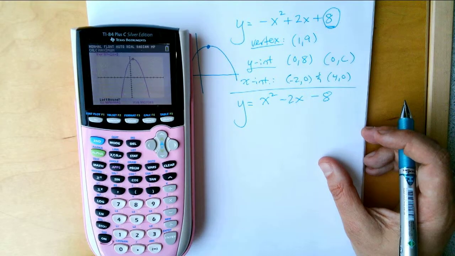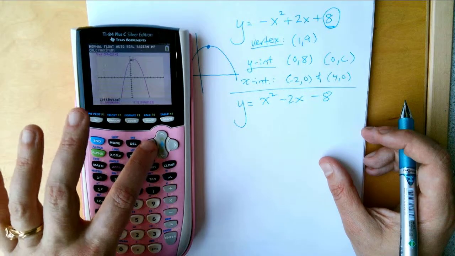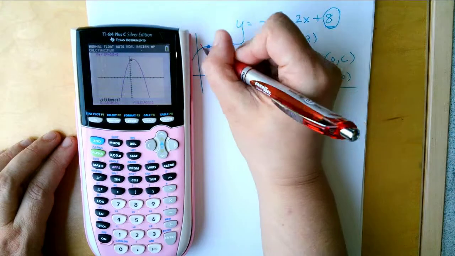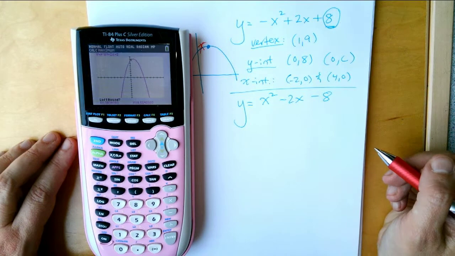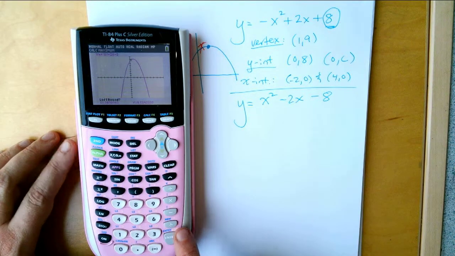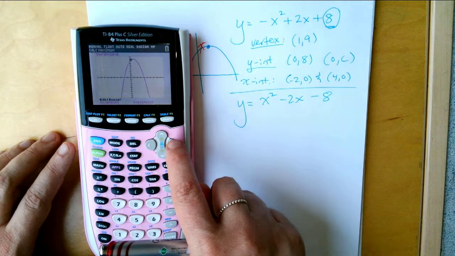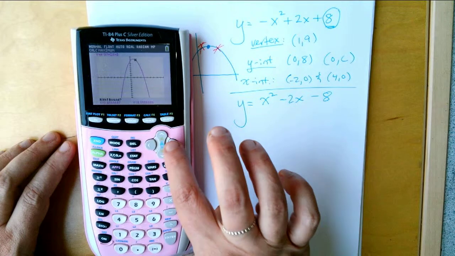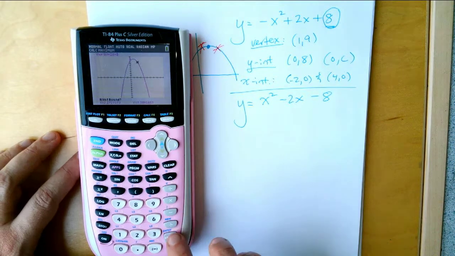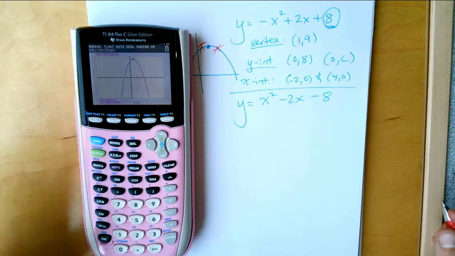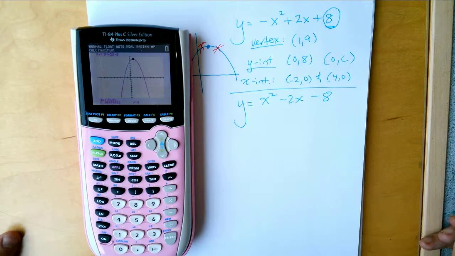I push enter. Now it's going to ask you 3 questions. The left bound just means I want the cursor to be anywhere on the left of that vertex. Is it on the left? So I push enter. Now right bound, I just need to go to the right of that vertex. So I'm going to scroll past the vertex and I'll press enter. And then guess, you just press enter again. So you're basically doing 3 enters, but you have to zone in on that place.